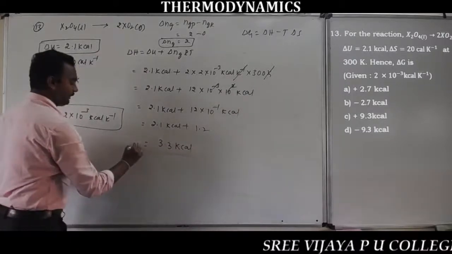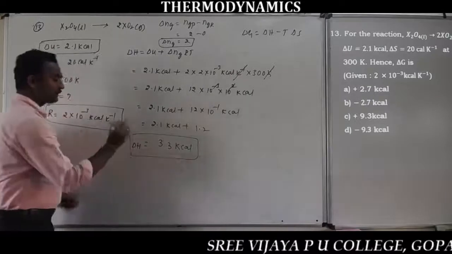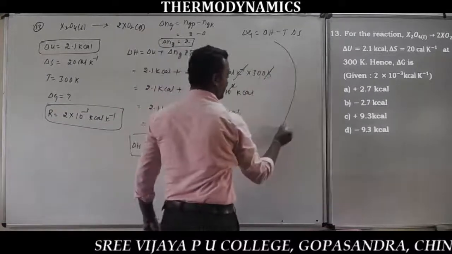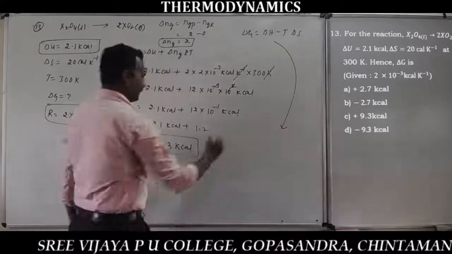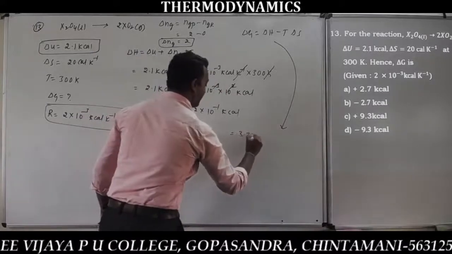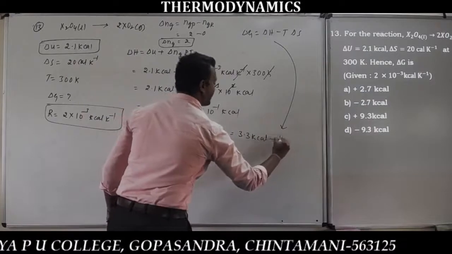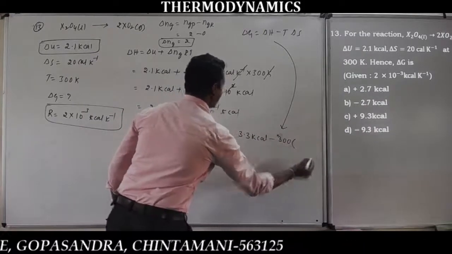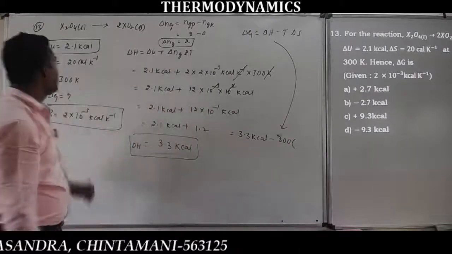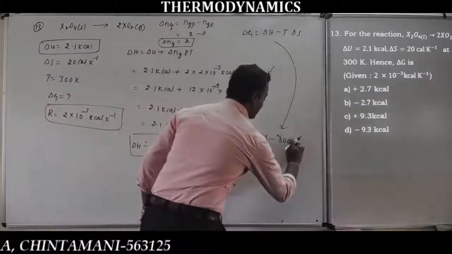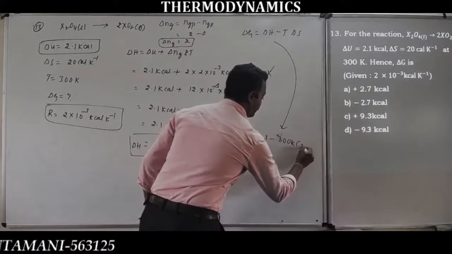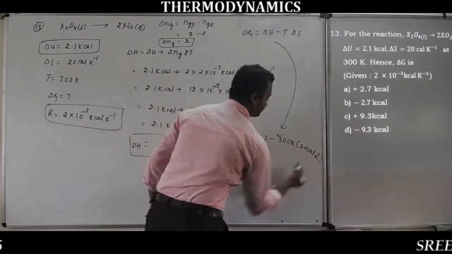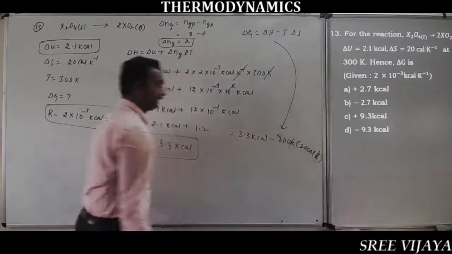That is the value of delta H. So once you know the value of delta H, you can calculate delta G by using the Gibbs equation. What is the delta H value? That is 3.3 kilocalorie minus T. What is T given? That is 300 into delta S. What is the value of delta S? That is 220 calorie per Kelvin. So Kelvin per Kelvin cancels.